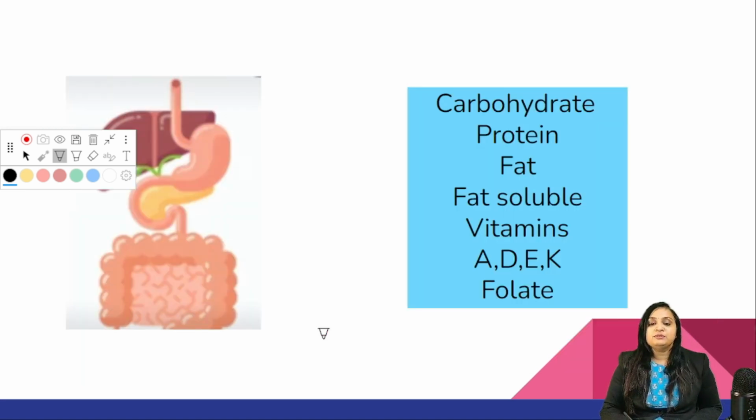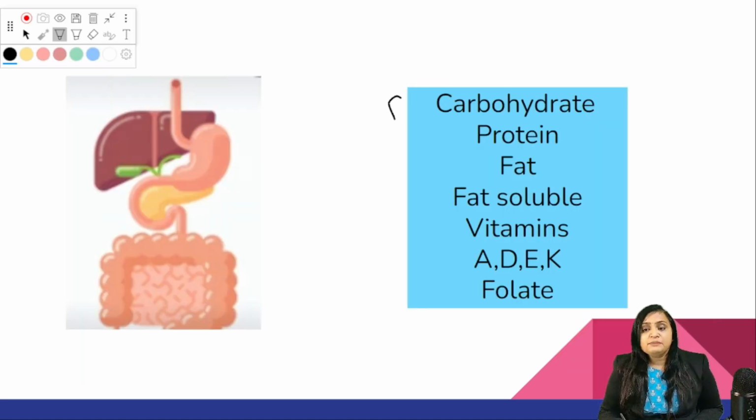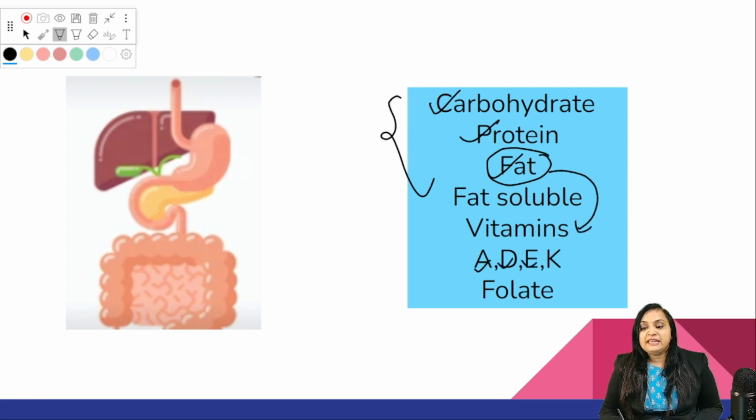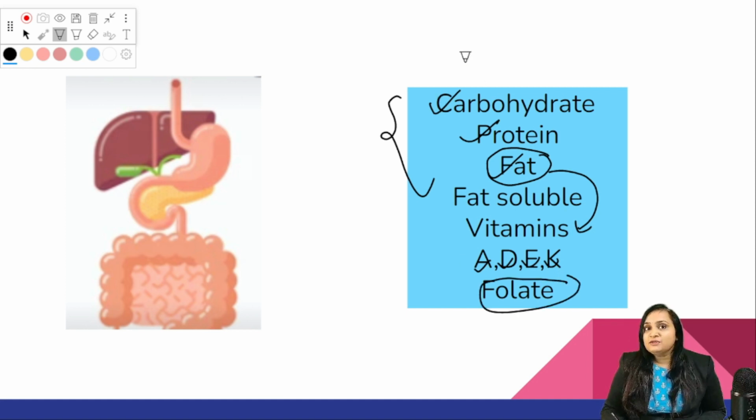For this, we are going to remember this figure. Jejunum is a major site where carbohydrate, protein and fat are getting absorbed. So along with the fat, all kinds of fat soluble vitamins, that is A, D, E, K, are getting absorbed in the jejunum, as well as, in the last series, vitamin B12.